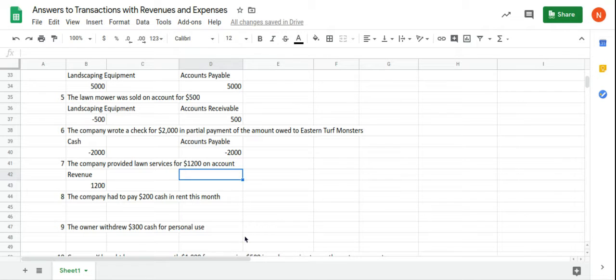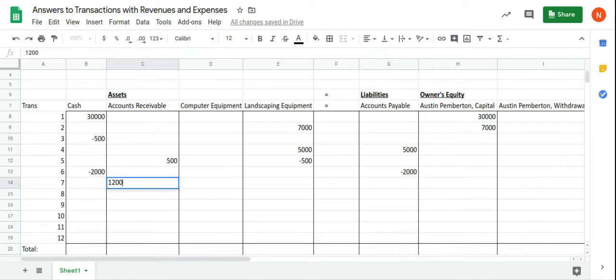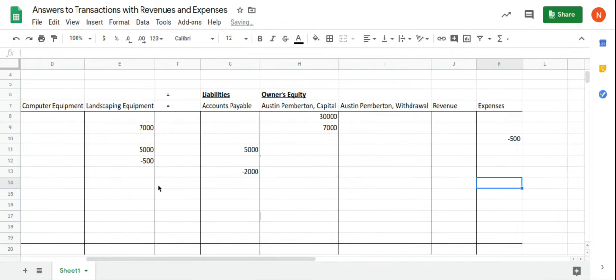So we provided these on account, so that means we didn't receive cash for it. Anytime we see on account, it's going to be accounts receivable or accounts payable. In this case, we're providing the services on account, so they have to pay us. If they have to pay us, that is accounts receivable. They owe us $1,200. That is going to be positive $1,200. So we will go up to accounts receivable, $1,200, and then we go to revenue for $1,200.